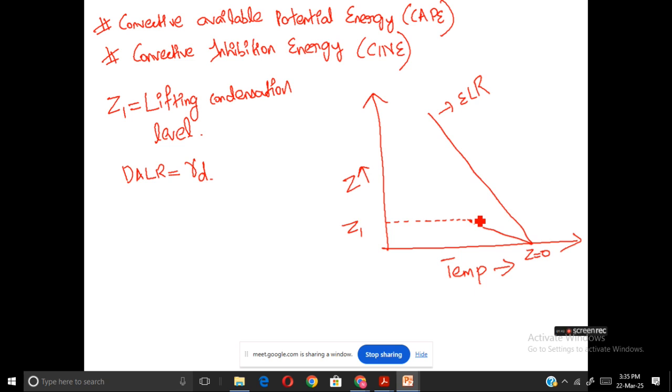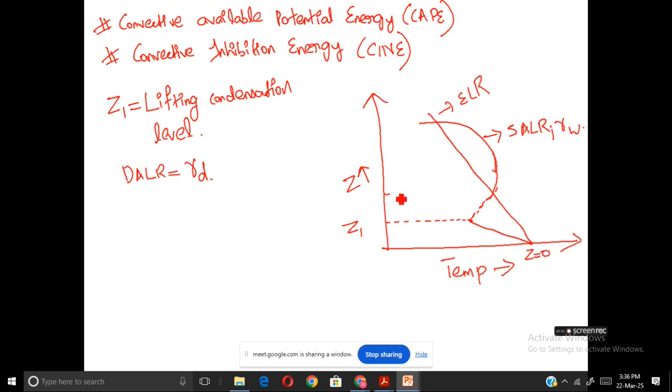Also, once condensation begins in the parcel, there will be an additional supply of energy to the parcel, which will start increasing the temperature of the parcel. So the temperature of the parcel will increase because of the additional supply of heat, and it will follow a profile like this. Since it is saturated, it will be following the saturated adiabatic lapse rate, or gamma W.